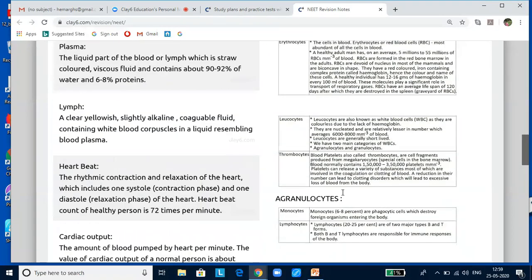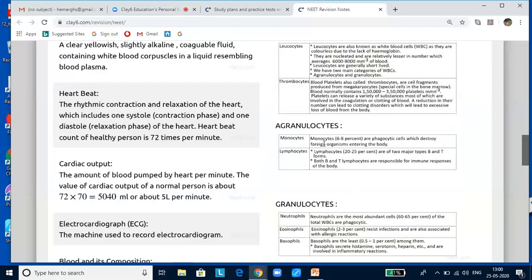Thrombocytes, or blood platelets, are cell fragments produced from megakaryocytes, which are special cells in the bone marrow. Blood normally contains about 1.5 lakhs to 3.5 lakh platelets per cubic millimeter. They release a variety of substances, most of which are involved in coagulation or clotting of blood. A reduction in their number can result in clotting disorders, which will lead to excessive loss of blood from the body. Now, as I said, blood has granulocytes and agranulocytes.